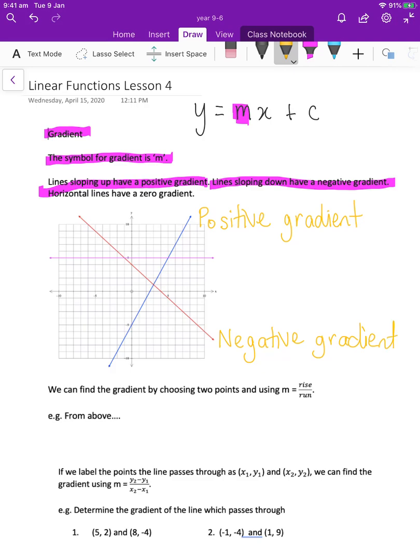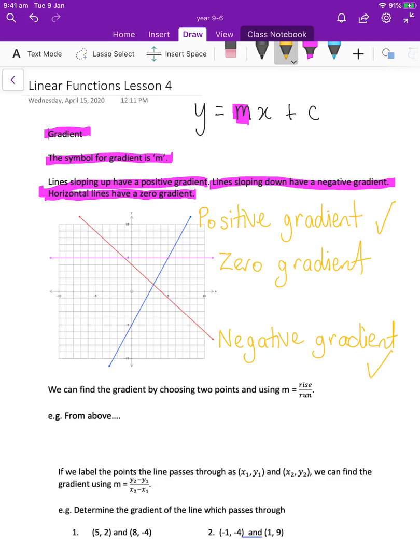And we have already done some work on horizontal and vertical lines, so we should know from yesterday that horizontal lines have a zero gradient. And our horizontal line is our purpley pink one, so this has a zero gradient. We also did that vertical lines have an infinite or an undefined gradient. But for today, we're really looking at how we actually find the gradient, and most of ours are going to be either a positive gradient or a negative gradient.